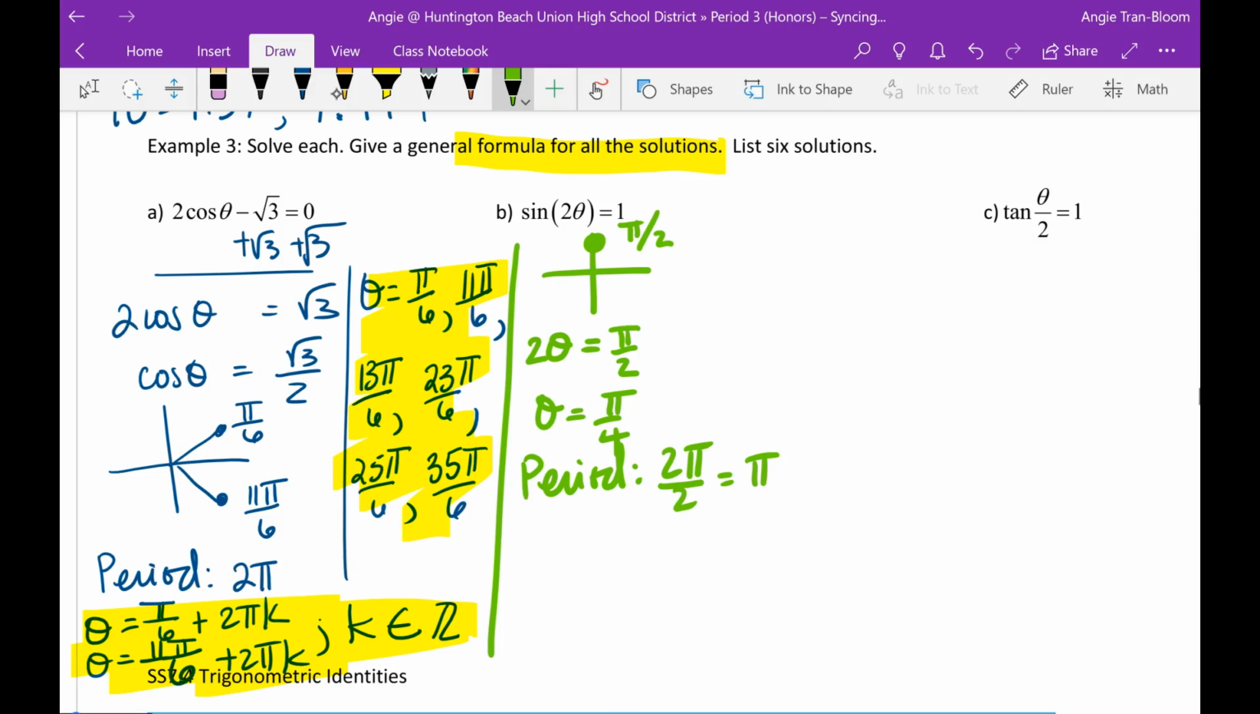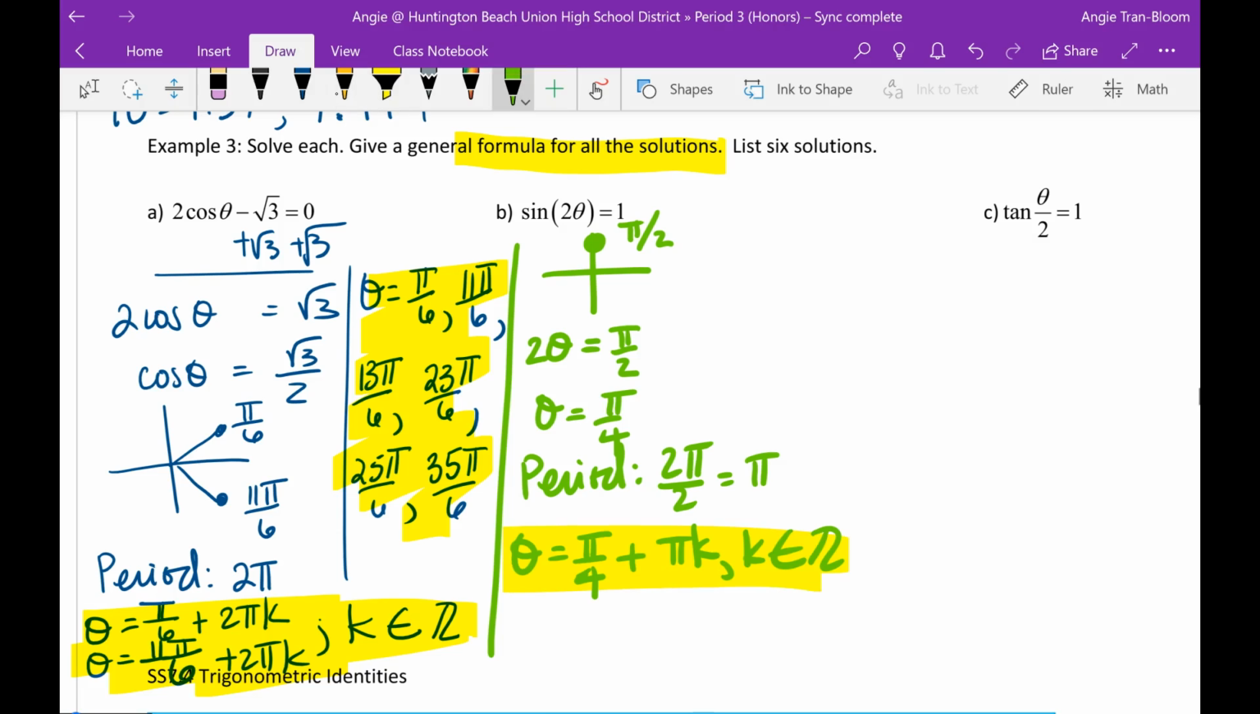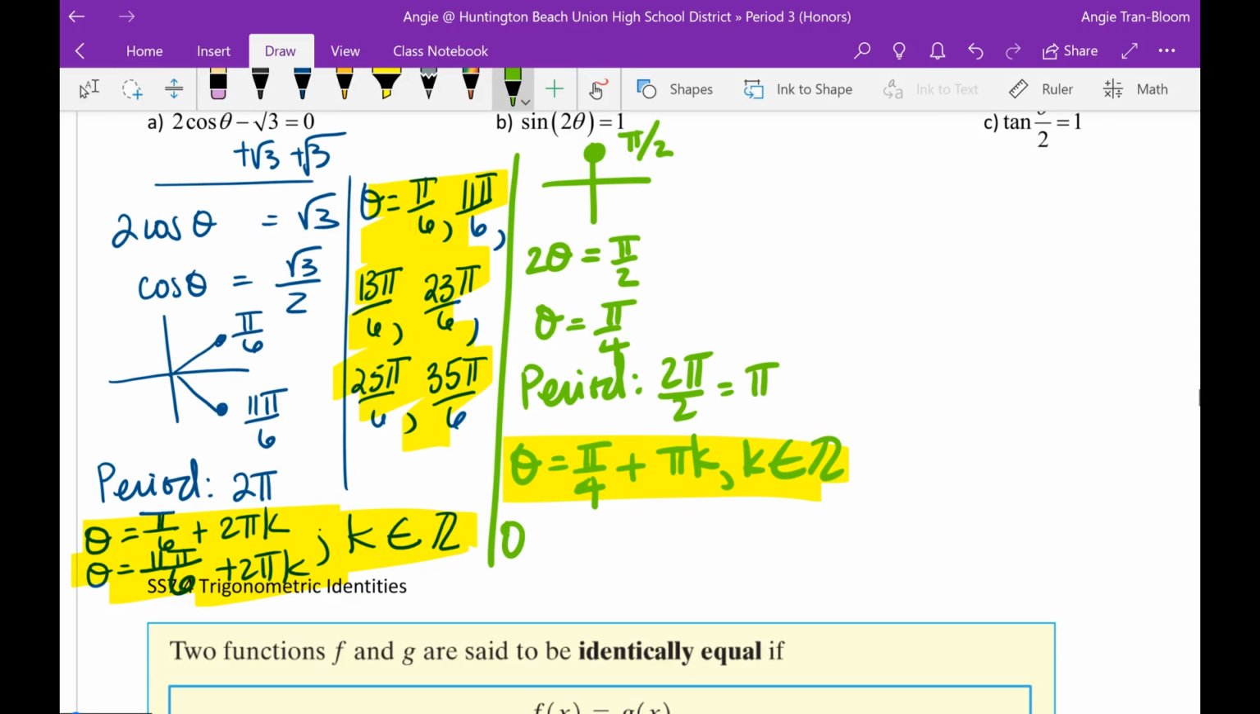So for me to get all of my answer, I can just keep adding the period, right? So theta is pi over 4 plus what? Pi k, where k belongs to the set of all integers. So that's that. Give me first 6. When k is 0, theta is just pi over 4. If you're adding a pi every time, can I think of it as just 4 pi over 4? Okay, so what's your next one?